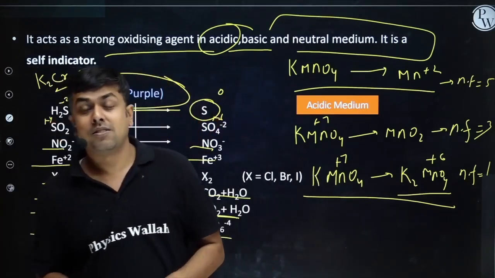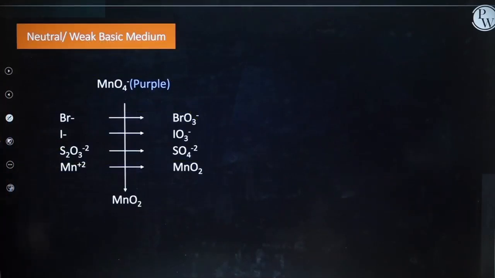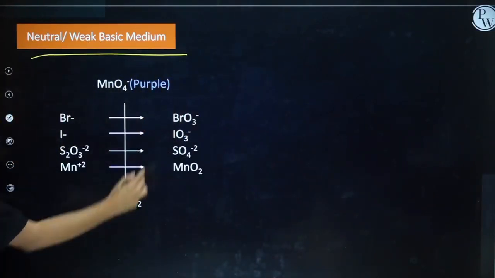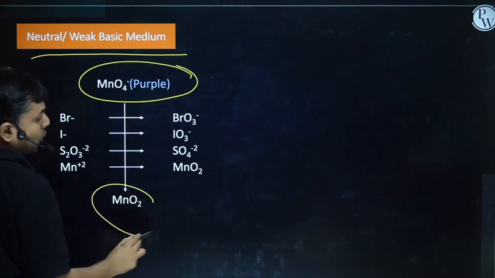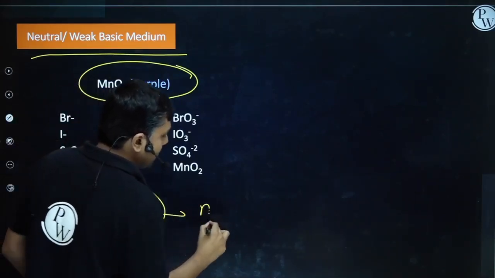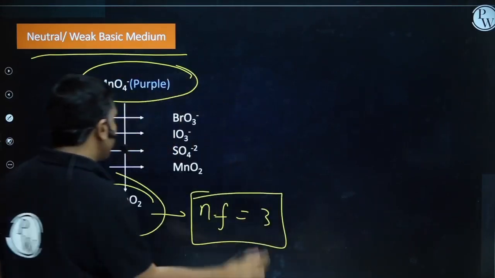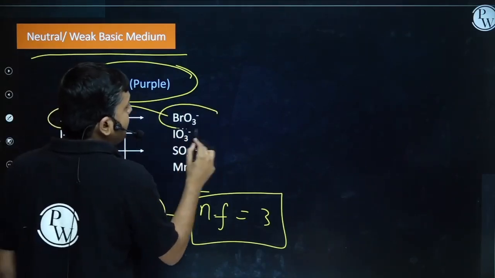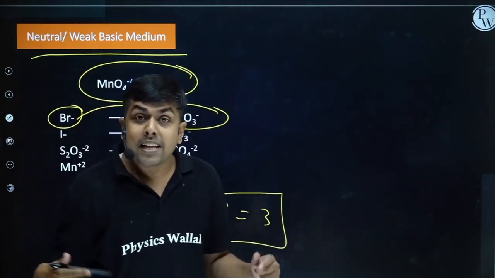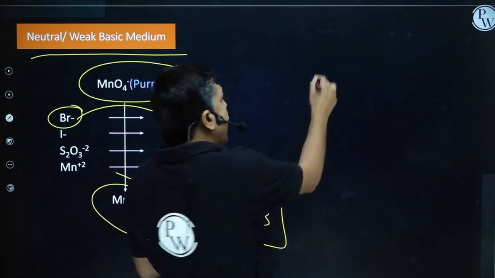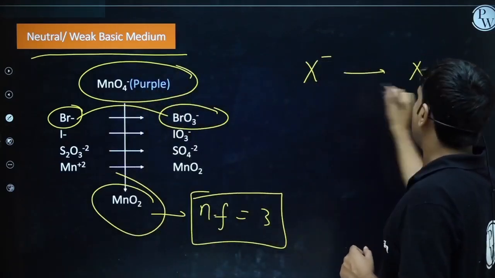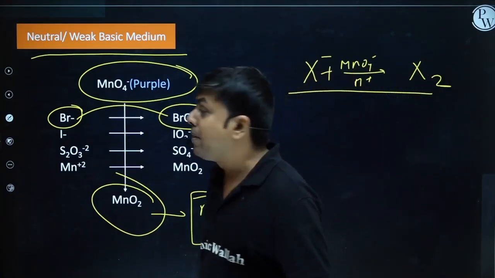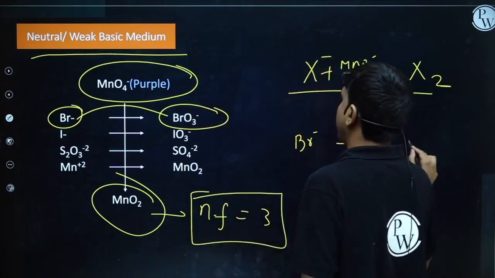Now, let's discuss the oxidizing behavior of KMnO4 in neutral or weakly basic medium. If I talk about neutral medium, MnO4- gets converted to MnO2, right? The n factor is 3. In neutral medium, if we treat potassium permanganate with Br-, we have the formation of BrO3-. This reaction is important. In alkaline medium and in acidic medium, X- gets converted to X2 if we treat it with MnO4- and H+, whereas in neutral medium, this Br- is getting converted to bromate ion.